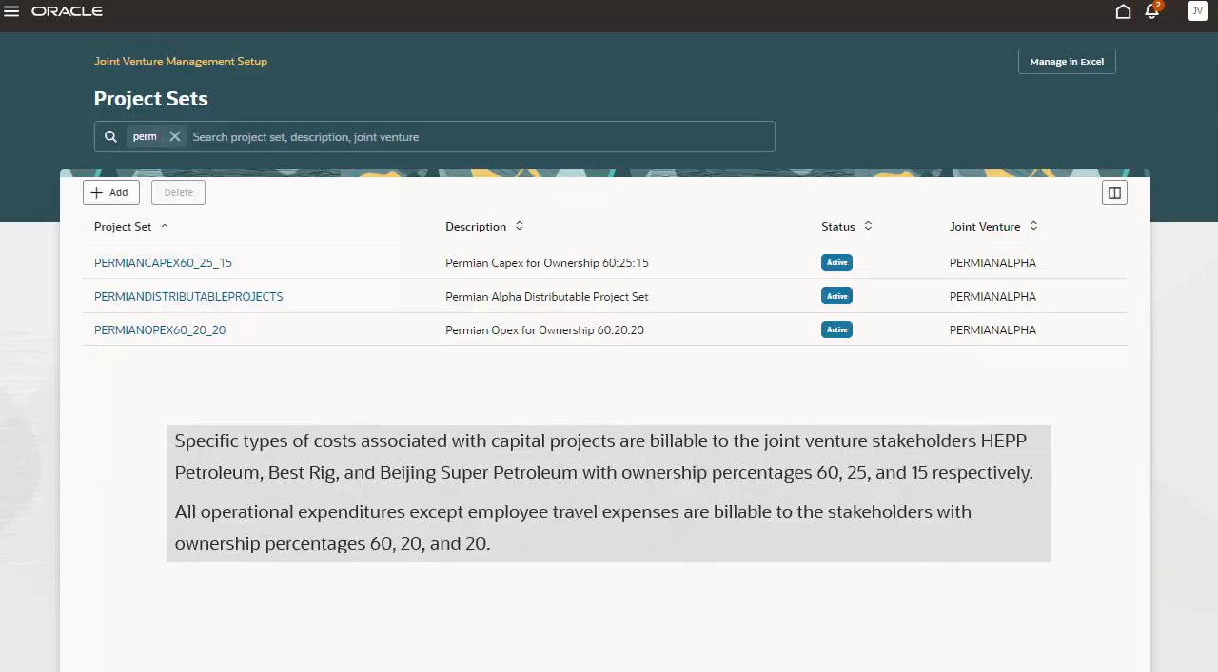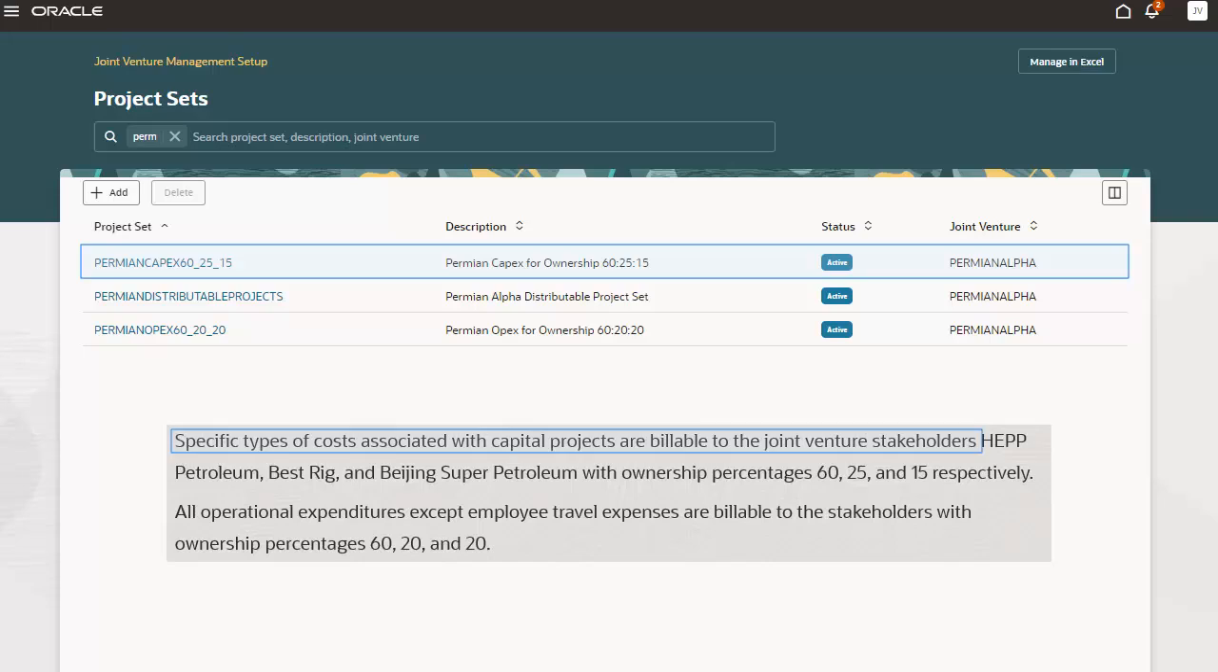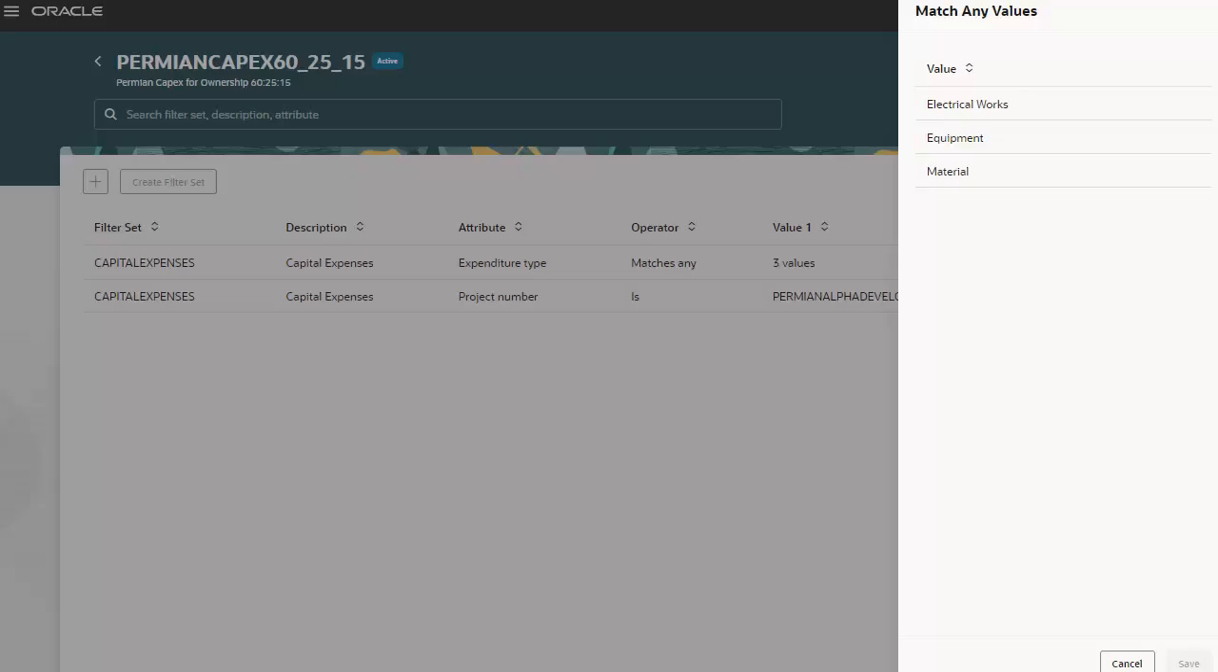Next, let's look at the project set Permian Capex 60-25-15. This project set will be used to identify the ownership percentage to be used for distributing transactions for capital expenditures. The filter set identifies transactions that have the project number Permian Alpha developed with expenditure types electrical works, equipment, and material.